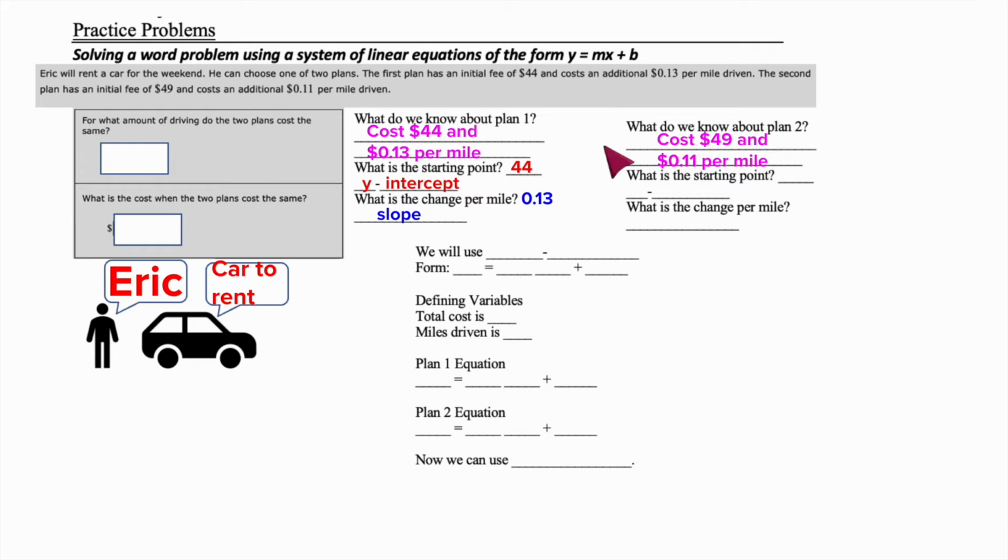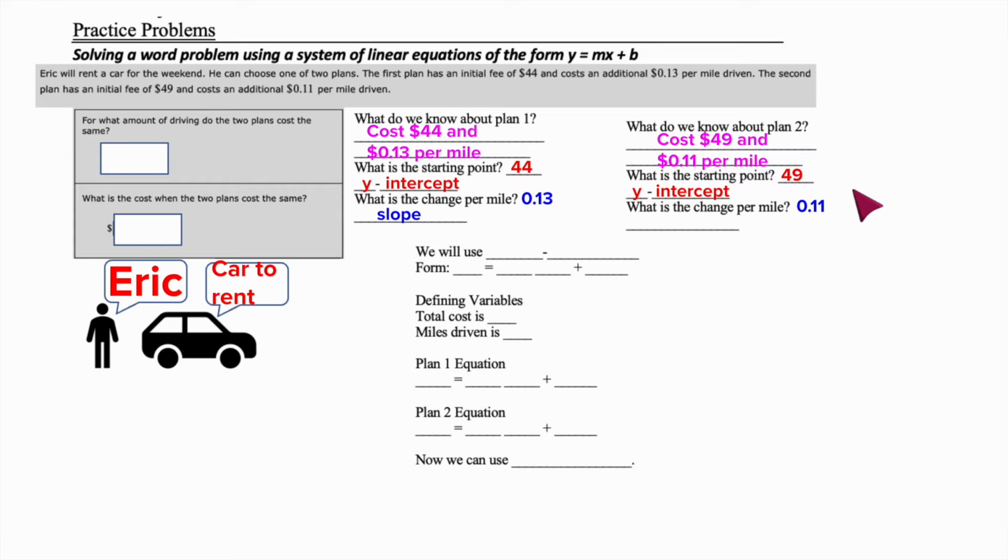Well, we know it costs $49 and 11 cents per mile. Again, they told us that right up here. We're just rewriting it to kind of process the information. So our starting point on this one is that initial fee of $49. So this is going to be the y-intercept for the second equation. And what is the change per mile? Well, that was 11 cents per mile. So this one costs a little bit less at the beginning, but more per mile. This one costs a little more at the beginning, but less per mile.